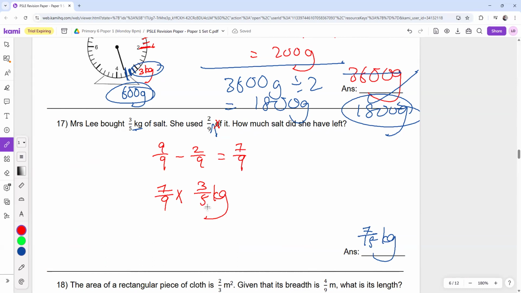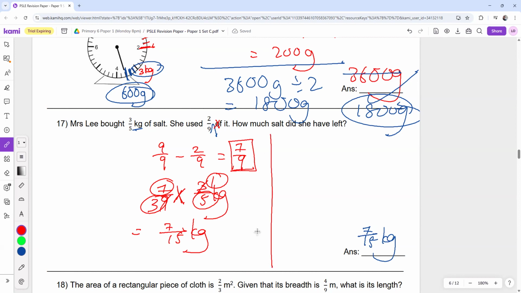So you can actually do faster. Instead of finding how much is 2 over 9, then you have to minus later, why not you just take 9 over 9 minus 2 over 9, get the fraction of the salt left. Then you take 7 over 9 of it, times the salt, which is 3/5 kg. Then you cancel, divide by 3, divide by 3. Cannot cancel already? Multiply. 7 times 1, 7. 3 times 5, 15. And that's how you get 7 over 15 of the salt left.